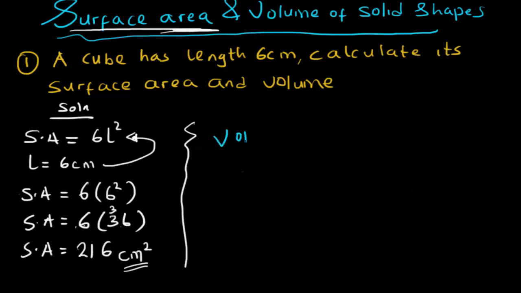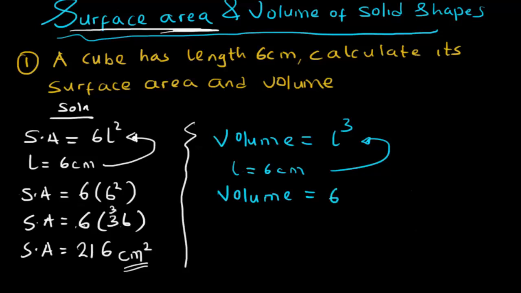Now volume, what's the formula for volume? You know, base area times height. So we have L cube, and then length equals 6 centimeter. So I put it into this equation. So I'll be having volume equals 6 cube. Volume equals 6 cube is 6 times 6 times 6. So 6 times 6 is 36. 36 times 6 will give me 216. So I have 216 centimeter cube. Now that's the unit for the volume of a cube.